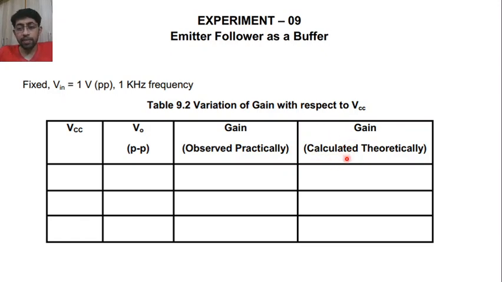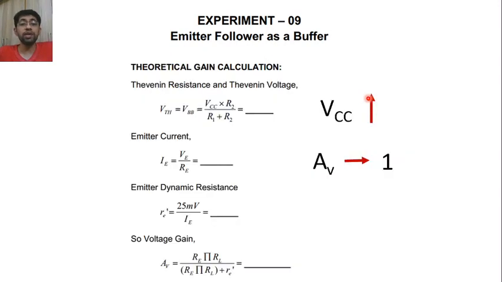But before this, what will be the effect of increasing VCC in our circuit? Let us try to understand it. If we move to the theoretical equations, you can see that if we increase VCC, then VBB increases. Now if VBB increases, then VE, which is nothing but VBB minus 0.7, increases. If VE increases, IE, the emitter current, increases.